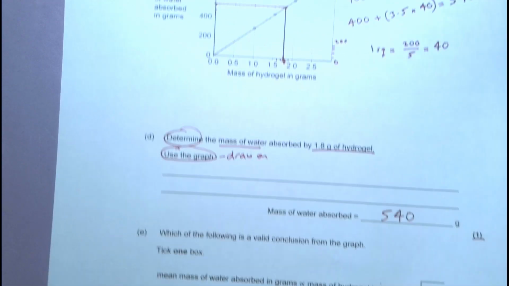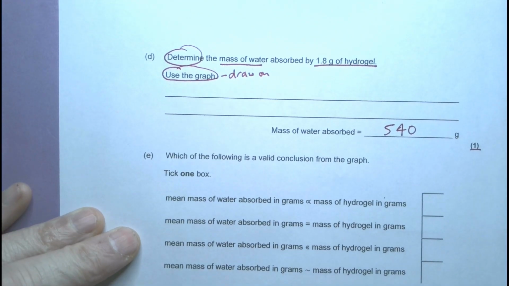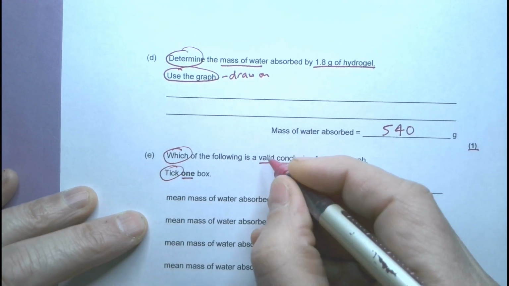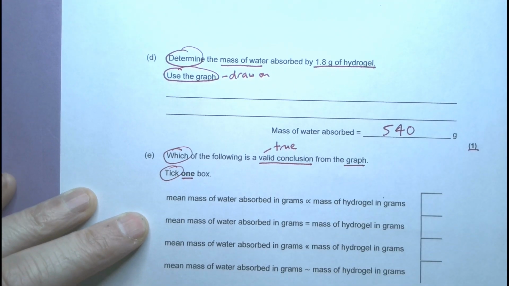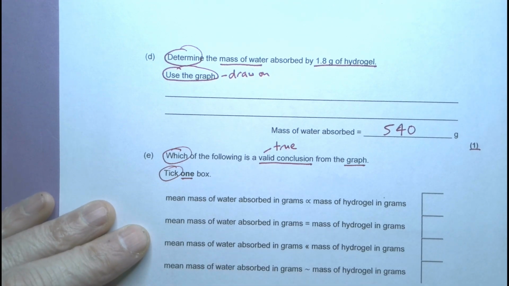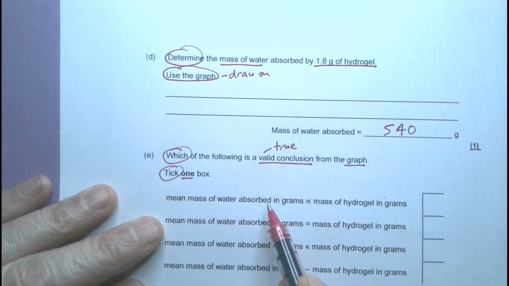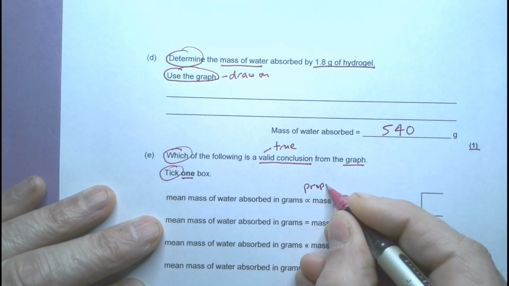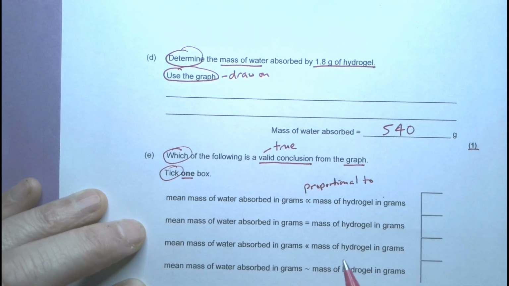Okay, part E. Which of the following is a valid conclusion from the graph? I've got to tick one box only. Valid means a true one that I can actually believe from the graph. Let's have a look at these, and I might be able to work out which ones it's not to start with. Mean mass of water absorbed in grams, that funny little symbol there means proportional to. That means if I double one, I double the other.